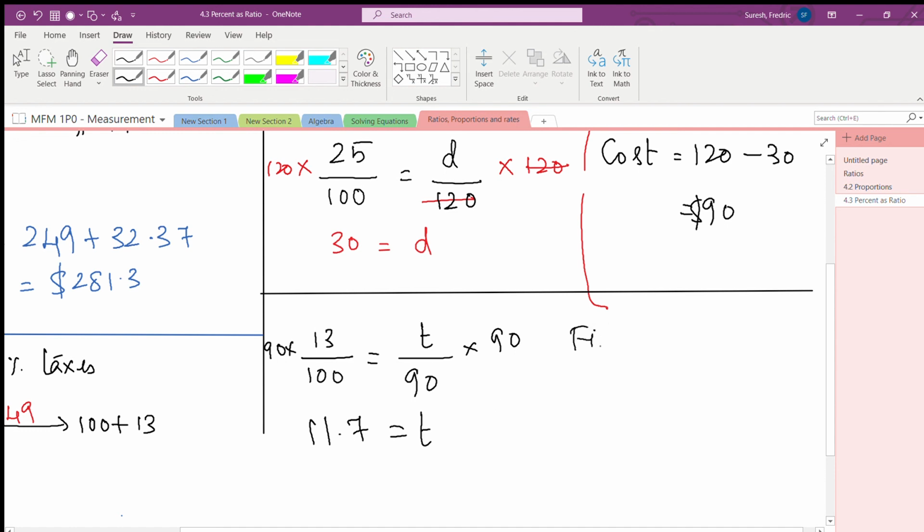Final cost. Final cost now equals $90, which is the cost of the shoes after the discount, and you have to add the taxes which we will pay at the checkout counter, and that would be plus 11.70, and that is $101.70. See you in the next video.